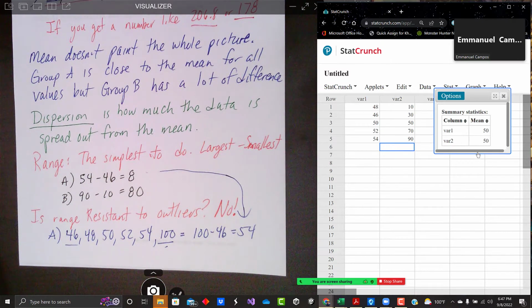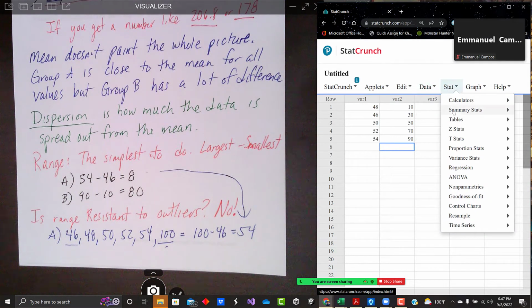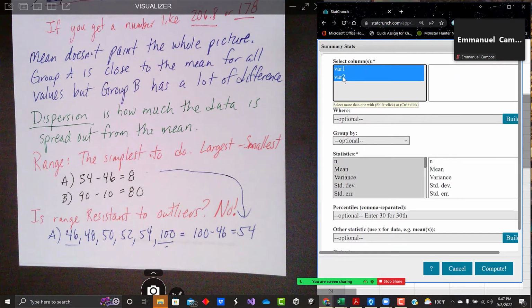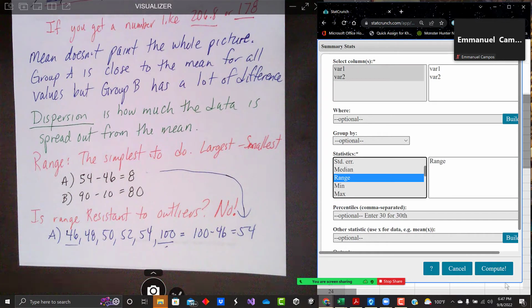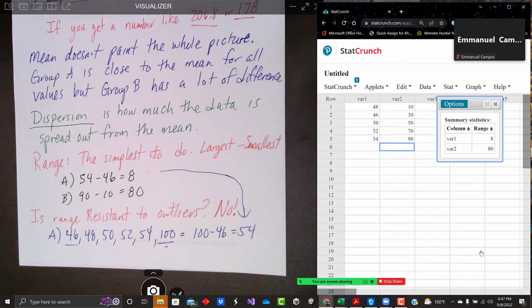At the end of that page, we can do that over here in StatCrunch. We can go stats, summary stats, columns. I can select variable 1 and variable 2. I can scroll down, click range, and click compute. It will give me the values there. Any questions so far?